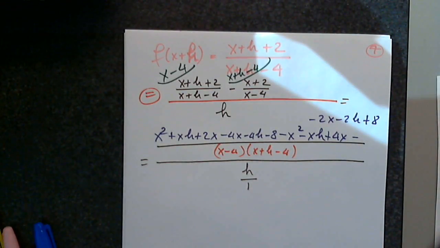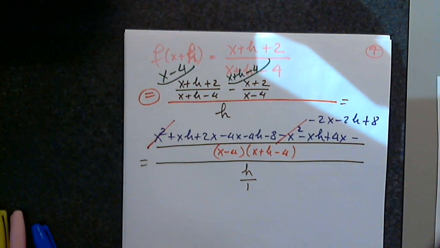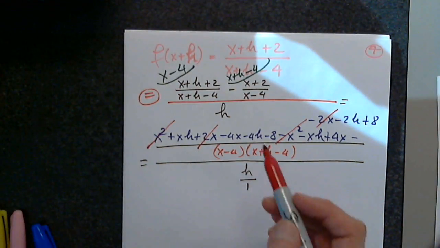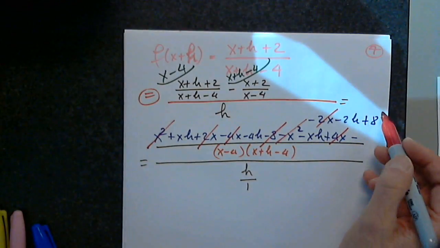So let's see what we can eliminate. A positive x squared with a negative x squared, a positive 2x with a negative 2x, a negative 4x with a positive 4x, a negative 8 with a positive 8.